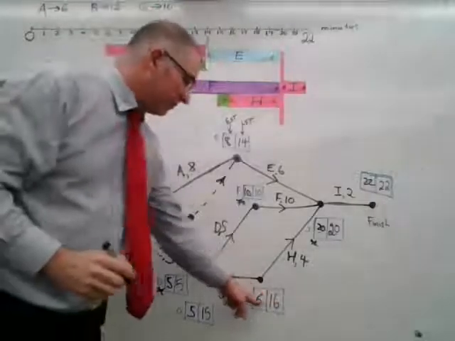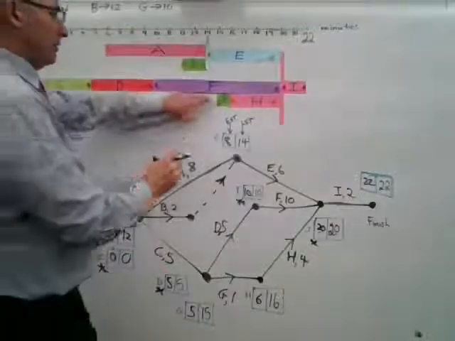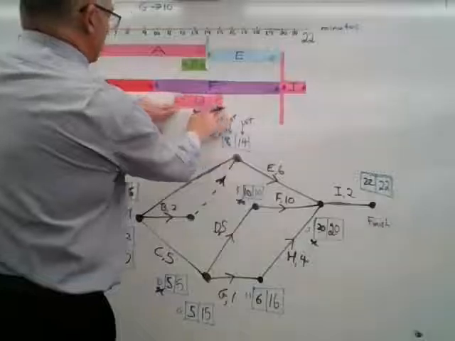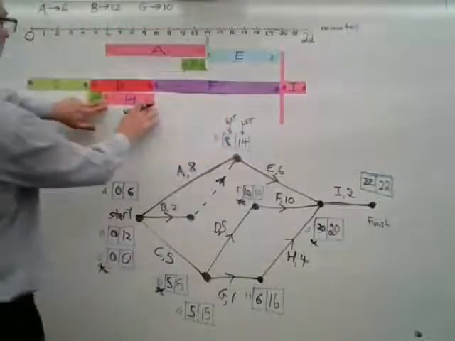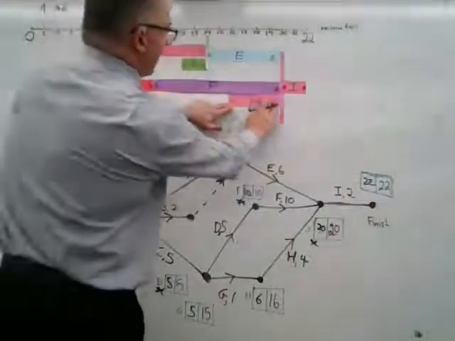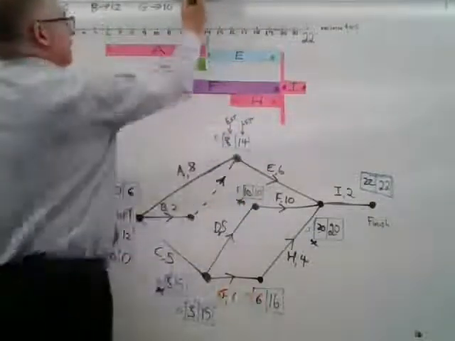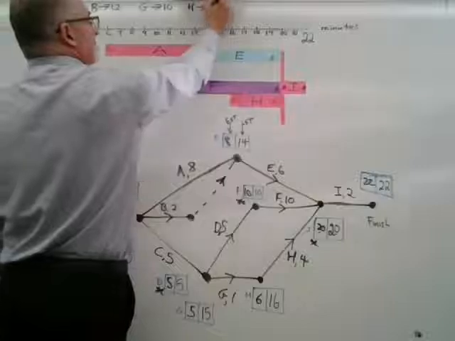H has a float time of 10 as well. And we can see that because H could, at its earliest, start here at 6 and at its latest, start in line with 16. 16 minus 6 is 10. So H's float time is also 10.